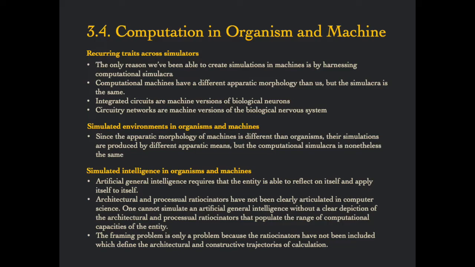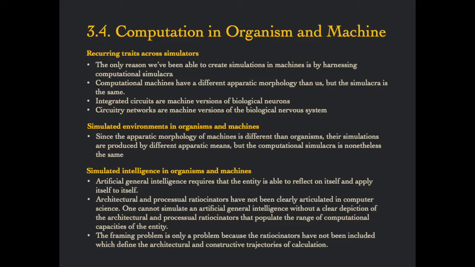The only reason we've been able to create simulations in machines is by harnessing computational simulacra. And we harness computational simulacra on both the hardware and the software levels. It's the fundamental simulacra that underpins the computational machines. Computational machines have a different apparatic morphology than human beings do. We are biological, and computer machines are obviously mechanical, but the simulacra is still the same. Integrated circuits are the machine versions of biological neurons, and circuitry networks are machine versions of the biological nervous system. And we can carry the same sort of analogy between computational instruments and different biological instruments of human beings.